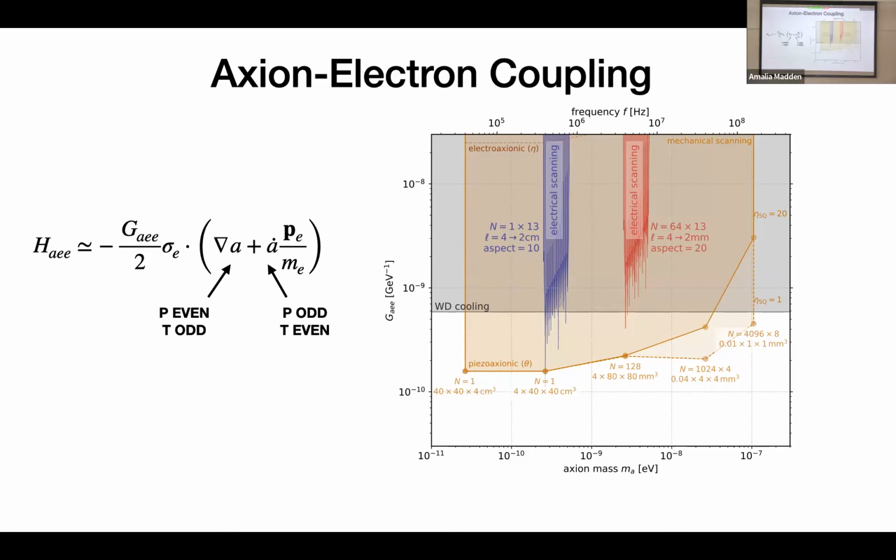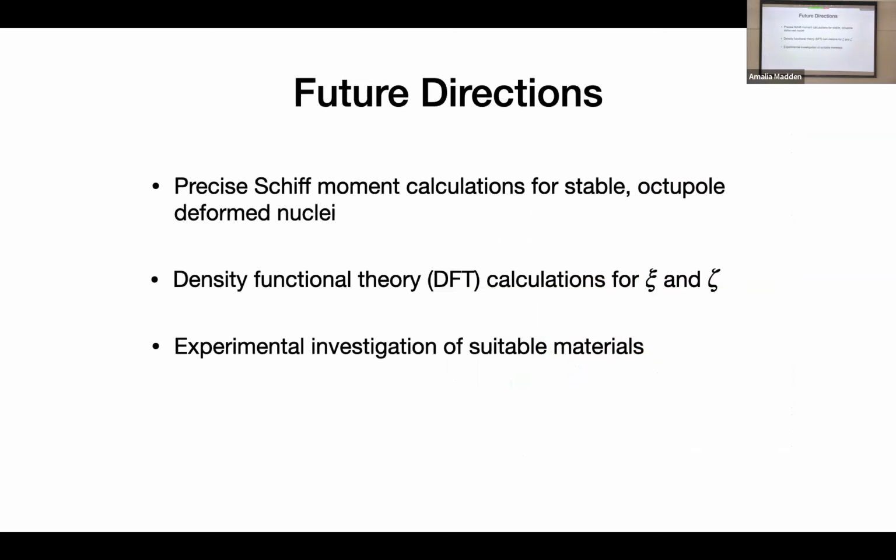Yeah, and we think you could go below current constraints from white dwarf cooling. For the piezoaxionic effect, future directions would be precise Schiff moment calculations for some stable octupole-deformed nuclei. We have somebody doing that for us at the moment. Also density functional theory calculations, or maybe somebody knows another way of doing this, for the piezoaxionic and electroaxionic tensors, and experimental investigation of suitable materials.